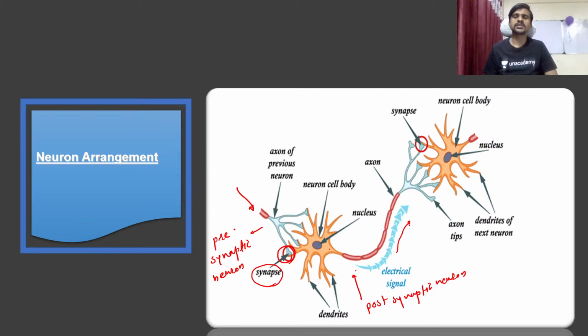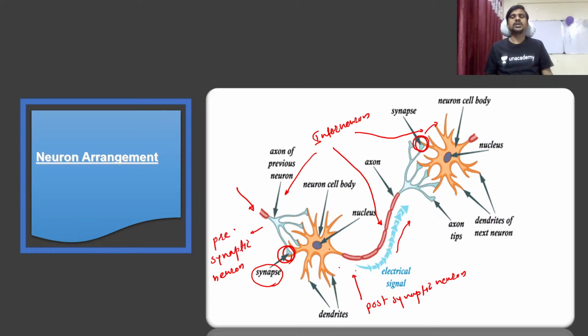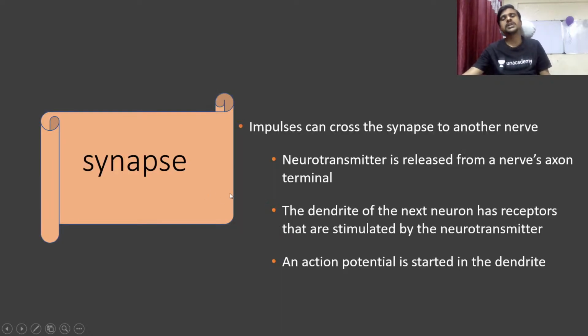So these are the impulses moving in this direction. Here is one more synapse, and it is entering into the next neuron. This neuron, which is between the two neurons, is called the interneuron, because it is placed between these two neurons. It is also called a postsynaptic neuron because it comes after the synapse. So guys, what is meant by synapse?